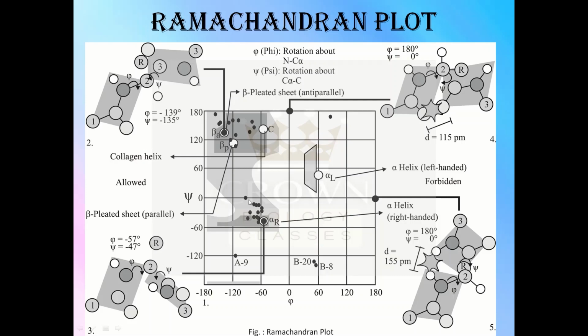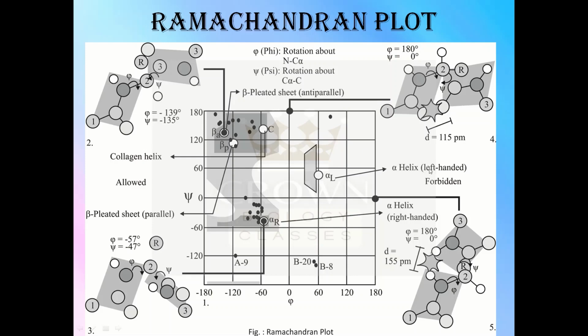G.N. Ramachandran worked on the permitted values of phi and psi. On the x-axis we will take the values of phi ranging from minus 180 degrees to plus 180 degrees, and on the y-axis we will take the values of psi ranging from minus 180 degrees to plus 180 degrees. And the plot basically shows the secondary structure of the proteins. As you can see here, collagen helix and beta pleated sheet parallel are present. Here also beta pleated sheet anti-parallel is present. Left-handed alpha helix is present.